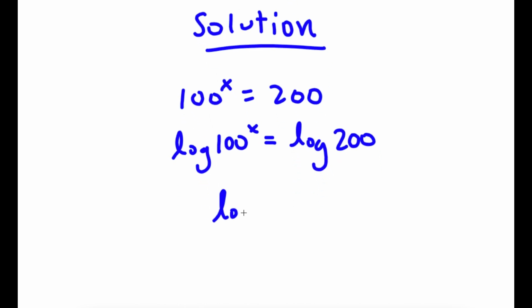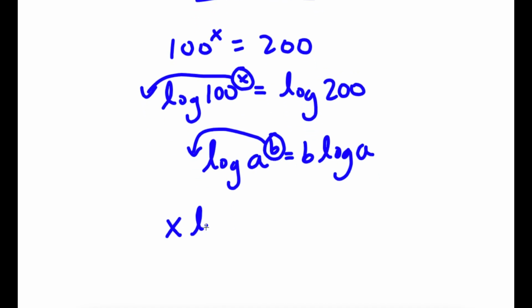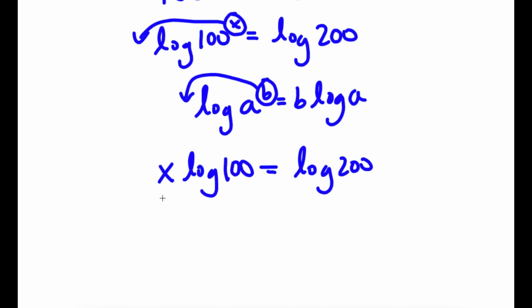Now if I have something in the form log a to the power of b, I can actually move this exponent b to the front. So this can equal b times log a. So in this case, log 100 to the power of x, I can move x to the front. So now I have x times log 100 is equal to log 200. Now, I'm going to go ahead and divide both sides by log 100.